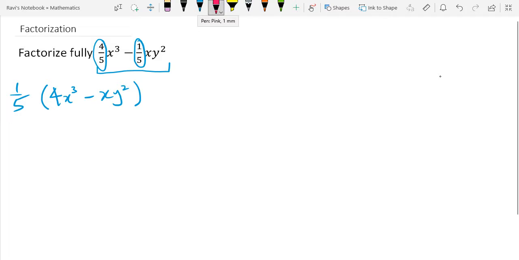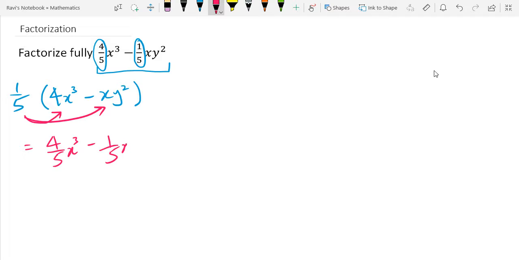An important step is always, if you are ever doubtful whether a particular factorization was correct, always reverse it and just see whether you get back the previous step's answer. So if I expand this, 1/5 times 4x cubed, I get 4/5 x cubed minus 1/5 xy squared. So you can see that by reversing the steps, I get my previous answer. So this factorization step here is correct.